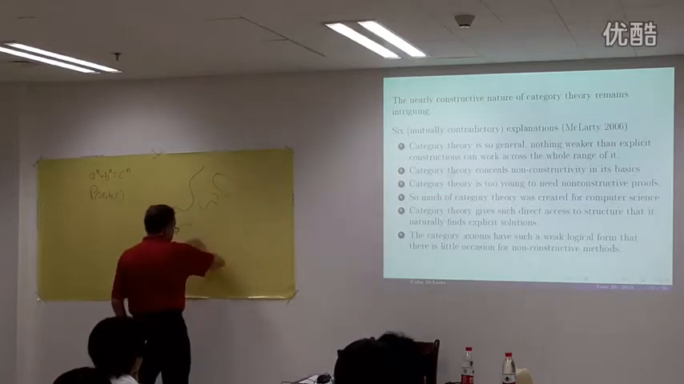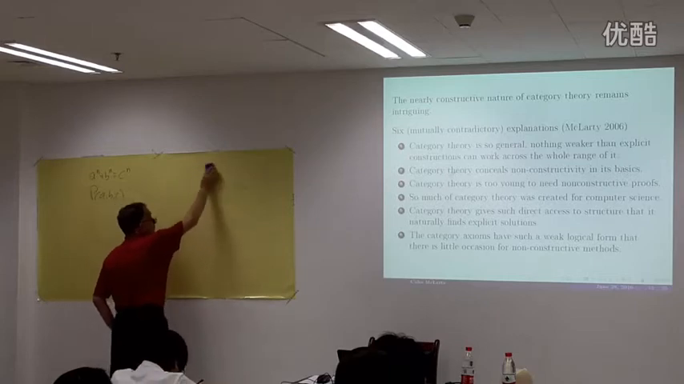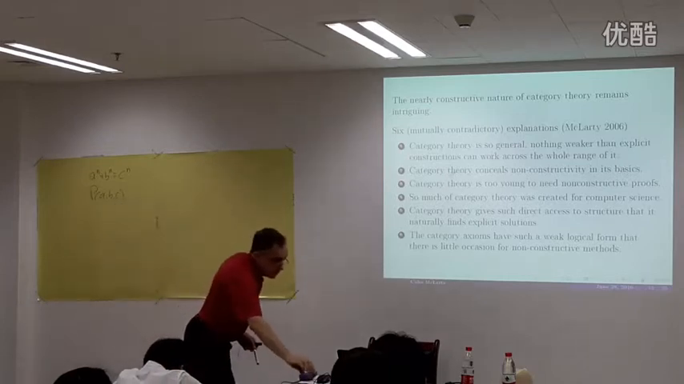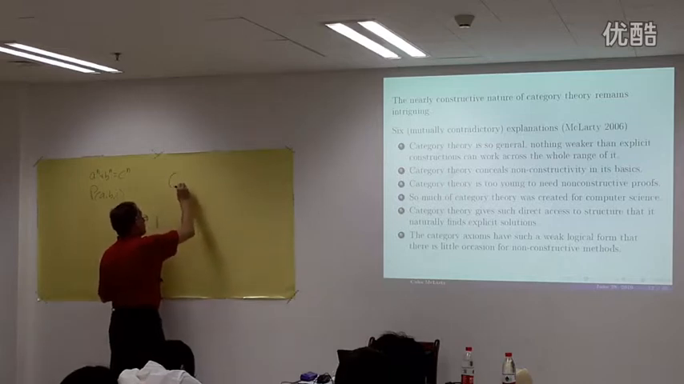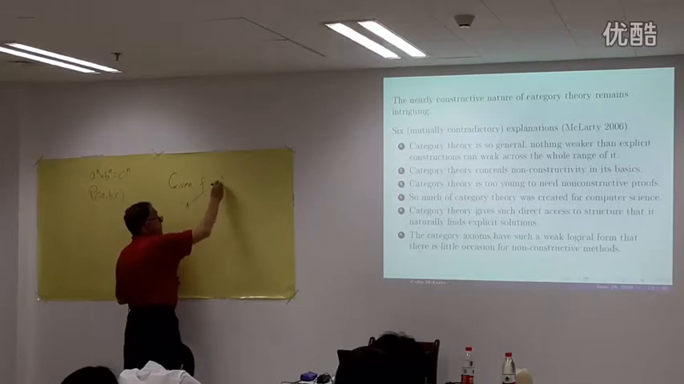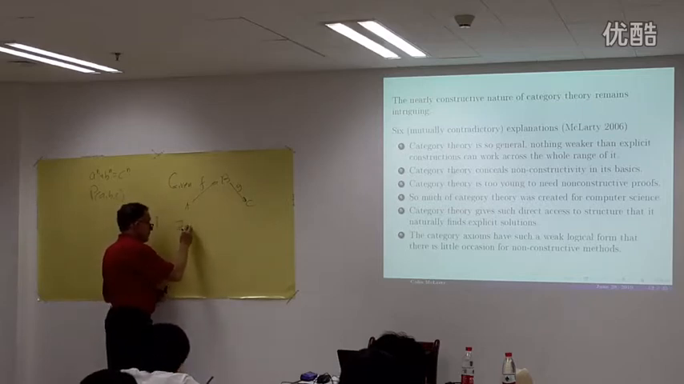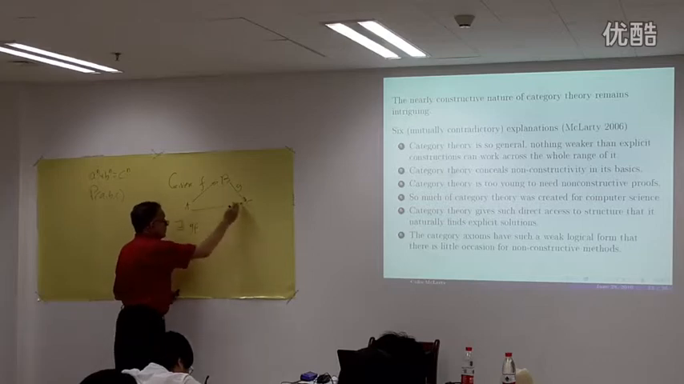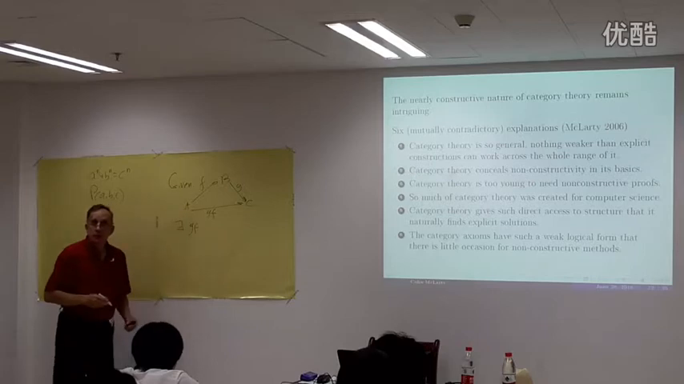The only existential quantifier in the category axioms says, given F from A to B, and G from B to C, there exists GF from A to C with certain properties.